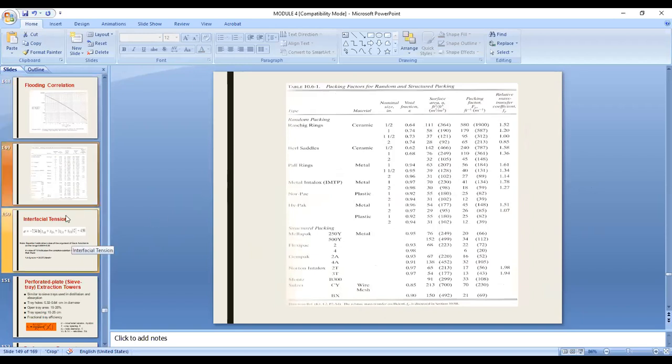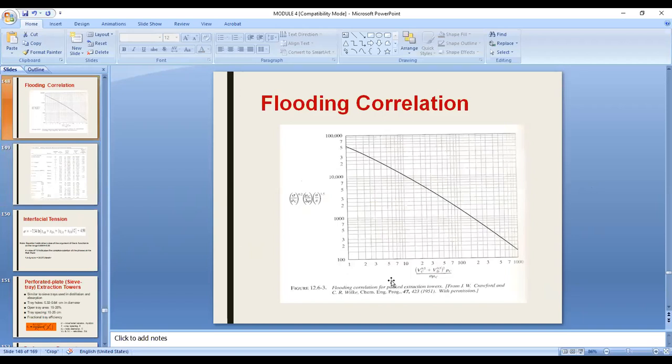Now, that's it. So you will determine the flooding velocity. Once you have the flooding velocity, using the volumetric flow rate of the feed, not the solvent, of the feed, you'll be able to get the cross-sectional area of your tower or your column. Once you have the cross-sectional area, of course, you can determine the diameter. Okay, that is how you use this particular flooding correlation diagram to come up with the size of your extraction tower.